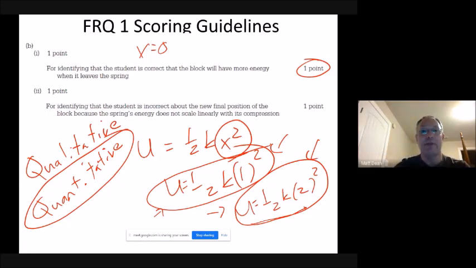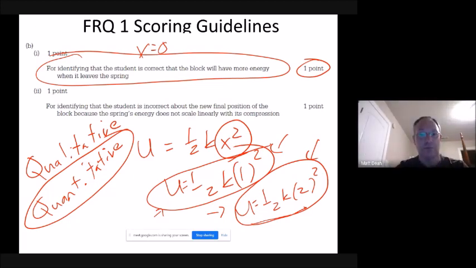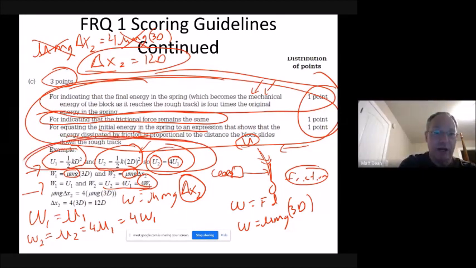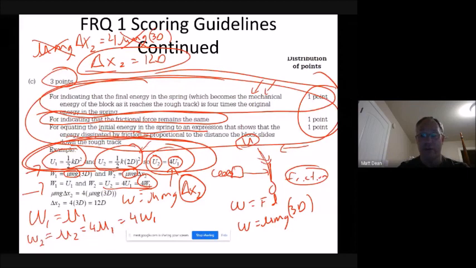Now remember, we said in part B that what the student got right is that the block has more energy when it leaves the spring. So essentially, we could use this part of the equation right here and say that the block in position 2 has 4 times the energy that it had in position number 1. And therefore, it's going to go further.